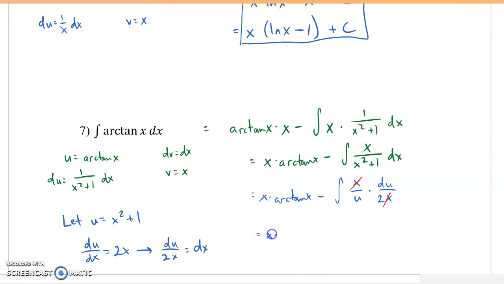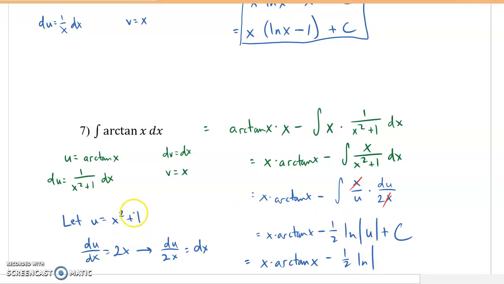So we end up with x times the arctan of x minus the integral of 1 over 2u, or 1/2 the natural log of the absolute value of u. So our final answer is x times the arctan of x minus 1/2 the natural log of the absolute value of whatever u is, which is x squared plus 1. That's kind of a fun answer. You wouldn't really expect natural logs to be in the answer when you take the antiderivative of the arctan, but lo and behold, that's how it works out.